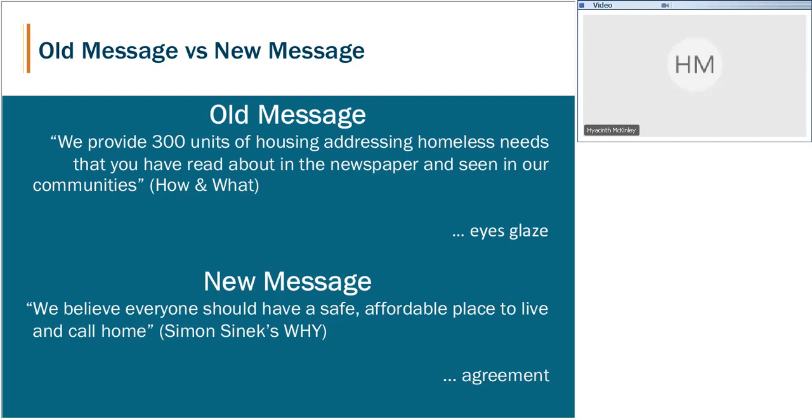So hopefully the message of that video is that we took on the challenge of trying to re-message ourselves by starting a process together to really concentrate on the why of why we do what we do, so that we can convey our message differently. As an example here, we provide 300 units of housing. We're used to just sort of rifling off a lot of the outputs that we do as agencies, but not necessarily creating an outcome. In the new messaging, we tried to create the basis of outcomes. So we believe everyone should have a safe, affordable place to live, et cetera, and sort of converting our messaging. Next slide.